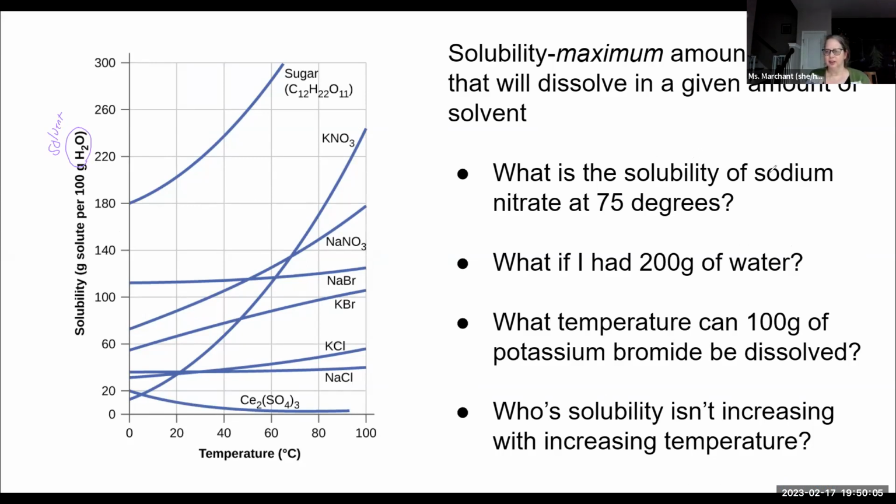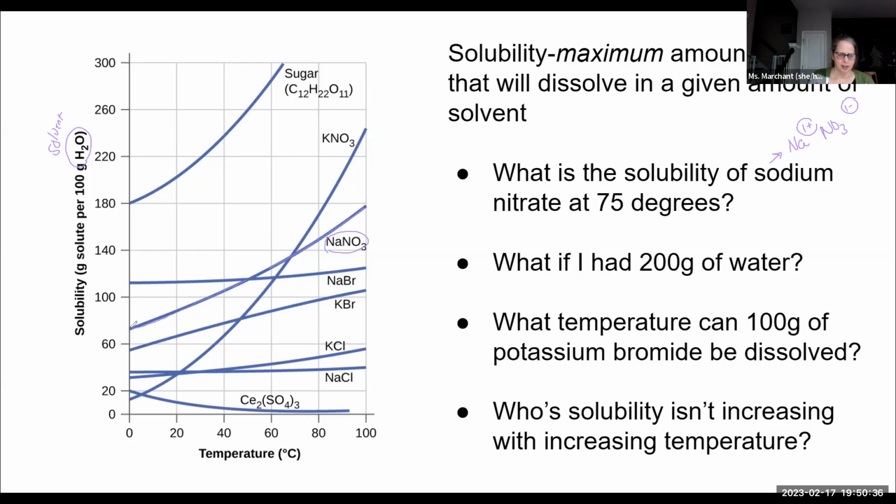What is the solubility of sodium nitrate at 75 degrees? So we have all the chemical formulas on the left side, so we better figure out the chemical formula. Sodium is a cation with a +1 charge, and nitrate is an anion with a minus one charge. They are perfectly matched together, so I don't need to do a crisscross. I just got to find sodium nitrate right here. And then here is its graph.